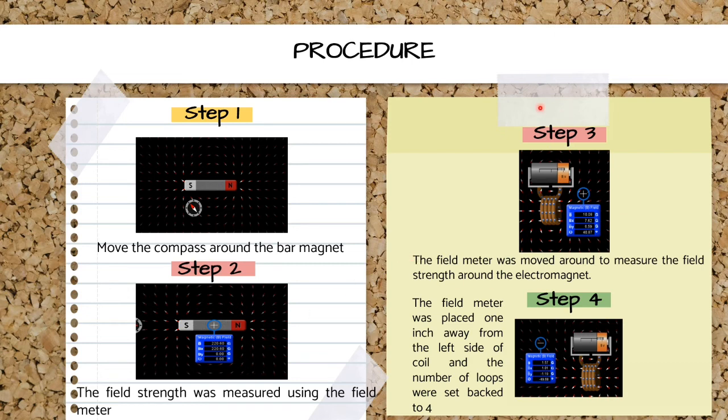Meanwhile, for the electromagnet, to determine the poles, the compass was moved around the electromagnet. After the poles had been figured out, the field meter was placed 1 inch from the pole to measure the magnitude of the field strength when the electromagnet has different loops of coil and different amounts of voltage.